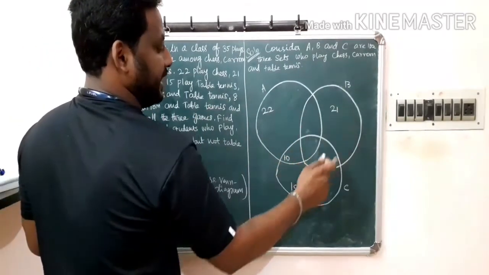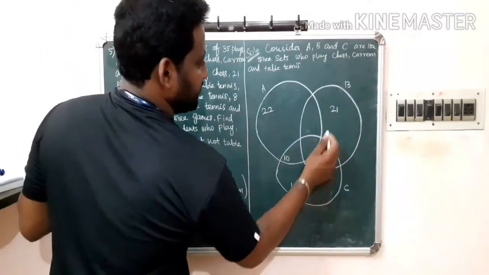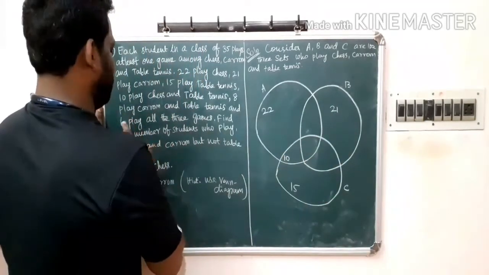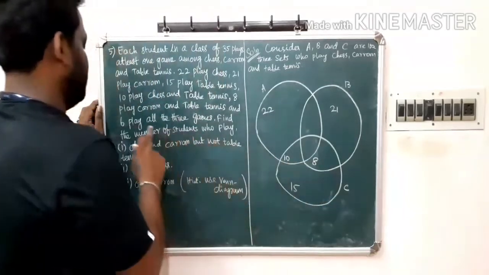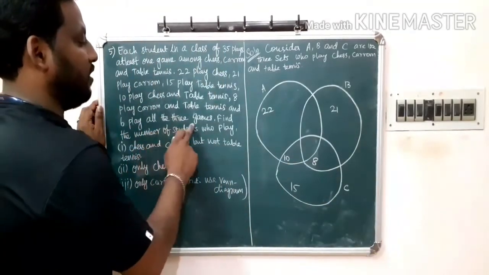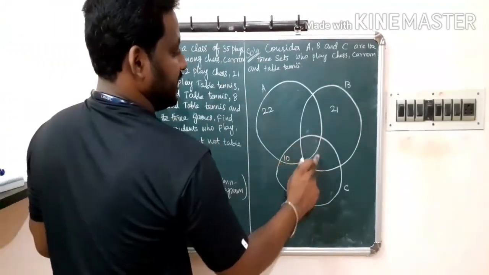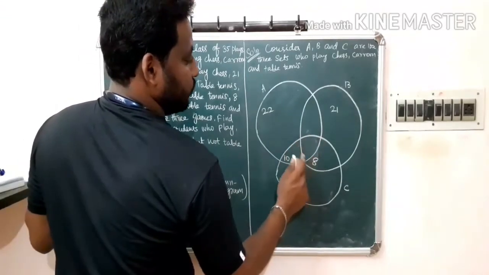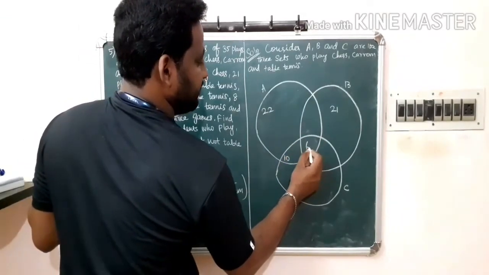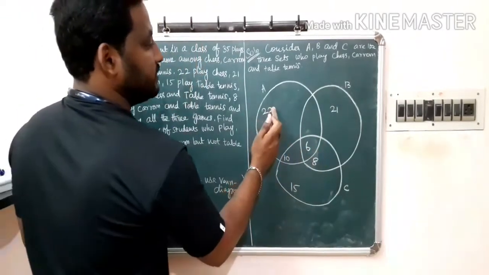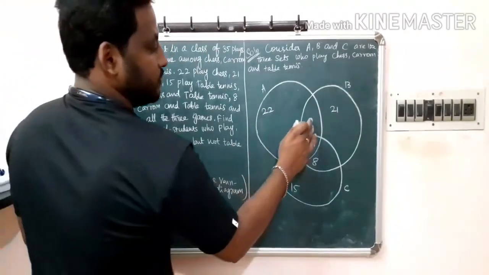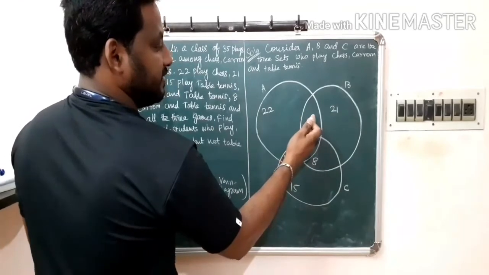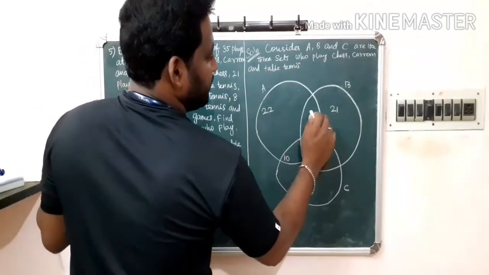Carom is set B and table tennis is set C. So how many of them play carom and table tennis? 8. And then 3 students play all the 3 games. So all the 3 games means the whole intersection part is 3. So here we have to find out chess and carom. That is the first question, so that is the only one we are going to find out. That value we don't know.